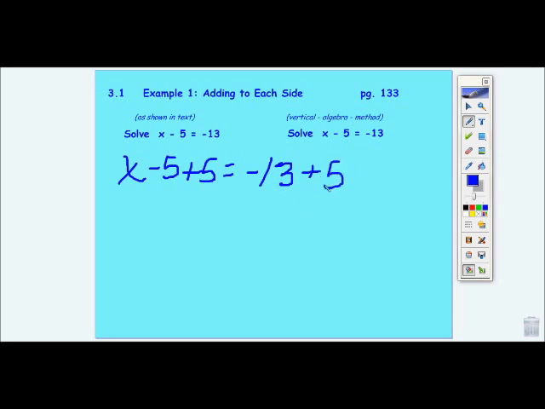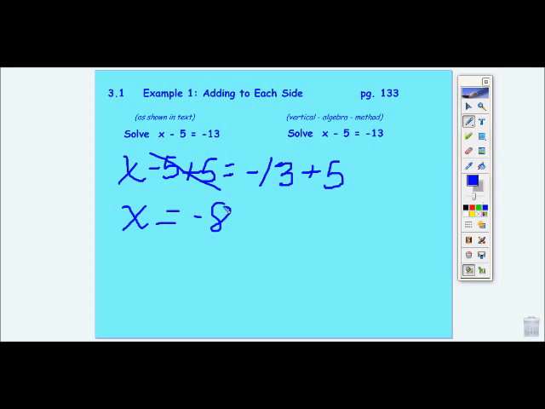Now, the problem I have with this is as we get into more complex equations, we lose some of our terms. We get overwhelmed with some of our terms. What this one is saying is now my negative 5 and my positive 5 are going to cancel each other out, leaving me just with x on this side of the equation. And then my negative 13 plus 5 gives me a negative 8.